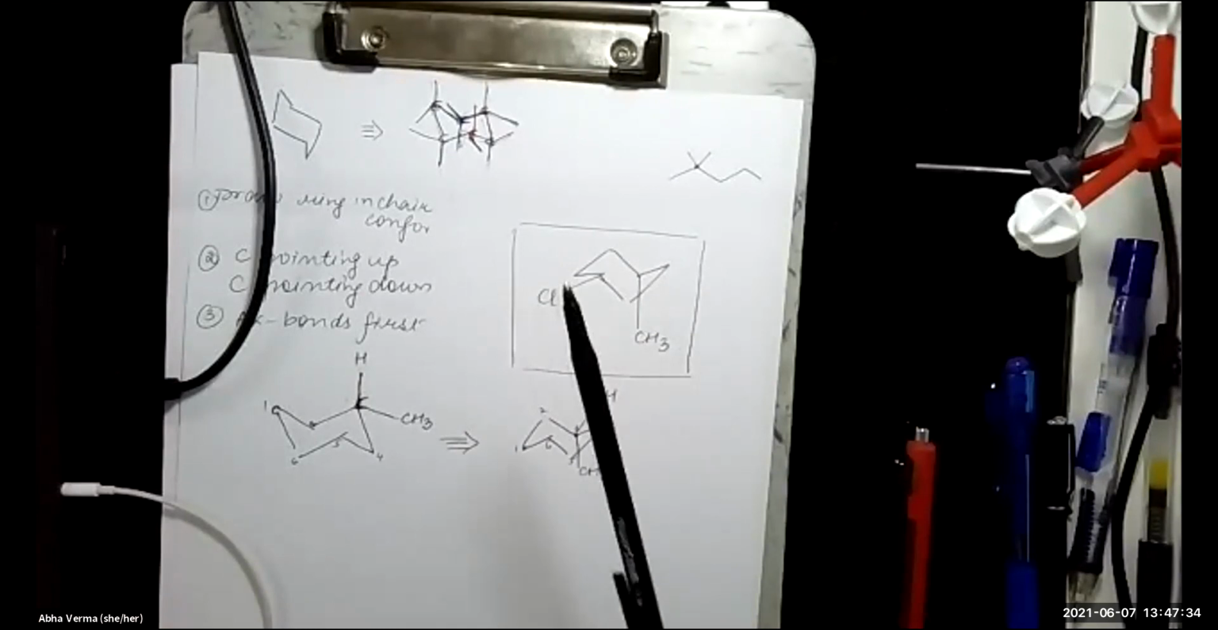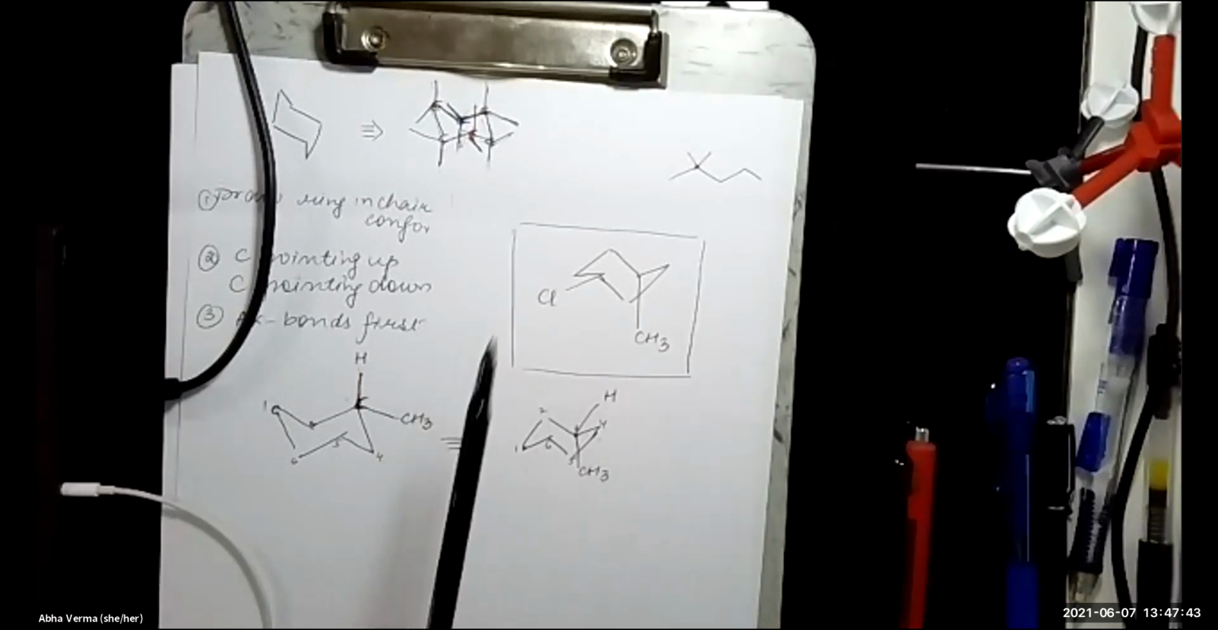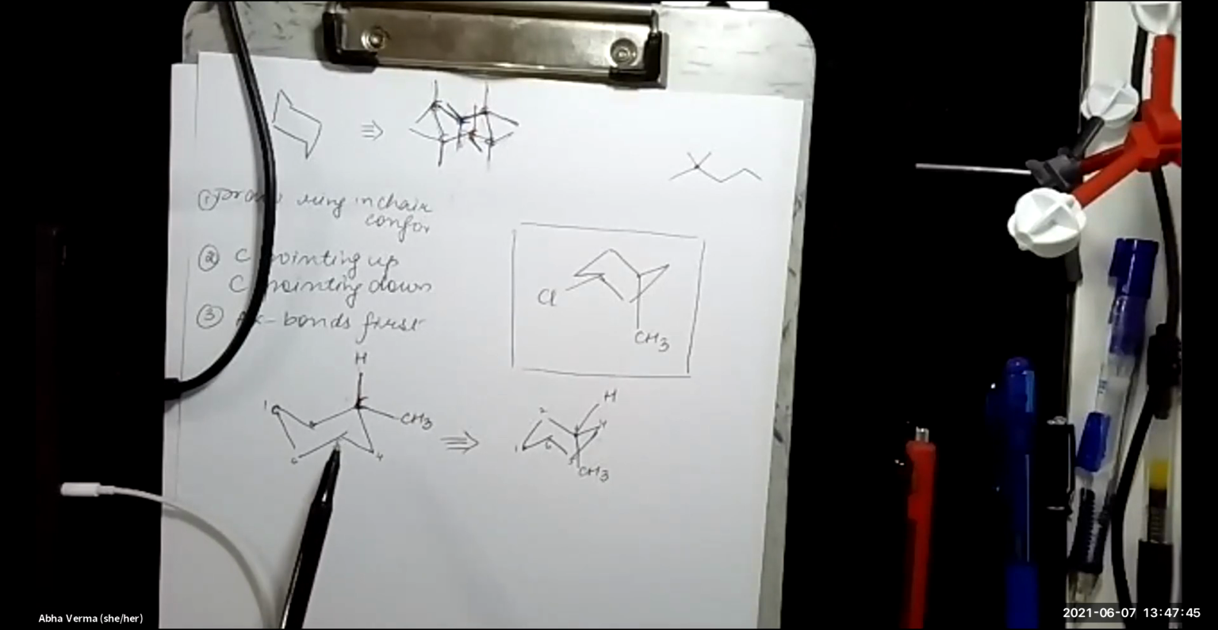So remember, recognizing your positions of your axial and equatorial is very important, especially when the ring flips or the other conformation is seen. Always focus on one carbon.